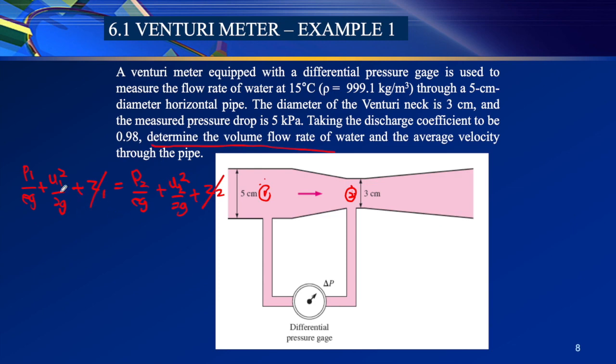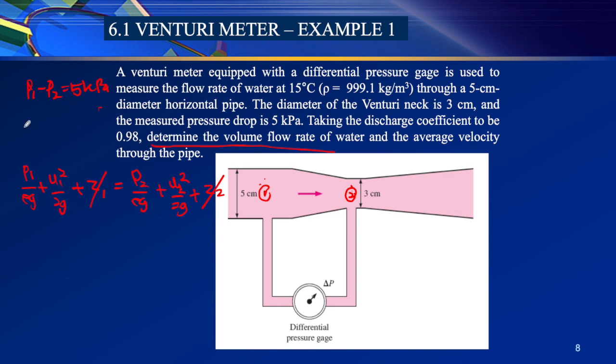So your equation will become P1 over rho g plus V1 square over 2g equal to P2 over rho g plus V2 square over 2g. Now, take a look here. We have been given the pressure drop value, and the measured pressure drop is 5 kPa. So the pressure drop means that P1 minus P2 equals 5 kPa.